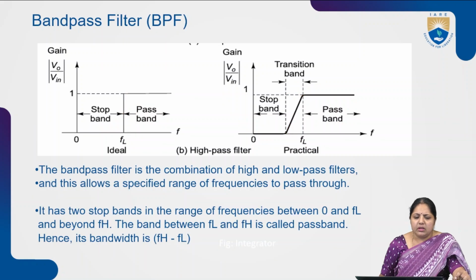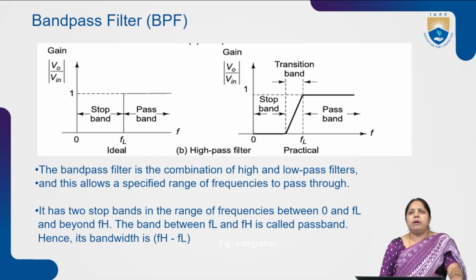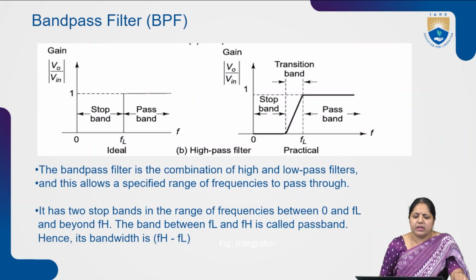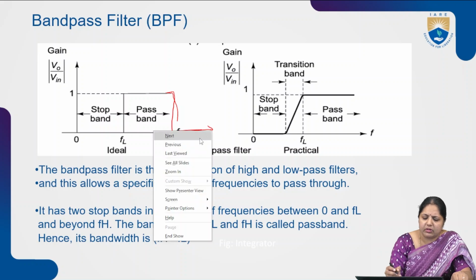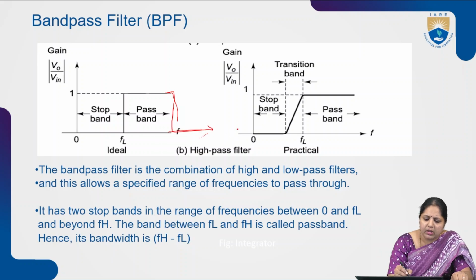Okay. So next, coming to the band pass filter. Band pass filter means it will allow a certain band of the frequencies itself. The band pass filter response curve will be like this. Whatever this response curve is, this is the FL and this is the FH, and here this is the stop band, this is the stop band.